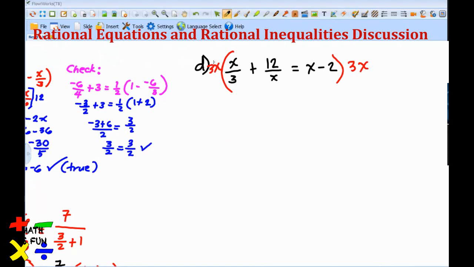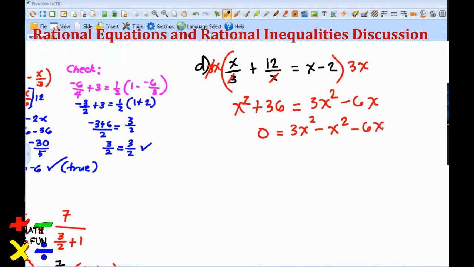So 3x divided by 3 is x. X times x, so this will be x squared. Then 3x divided by x is 3, and 3 times 12 is 36. Then x times 3x is 3x squared. And then minus 6x. Let's combine like terms. So 0 equals 3x squared minus x squared minus 6x minus 36.